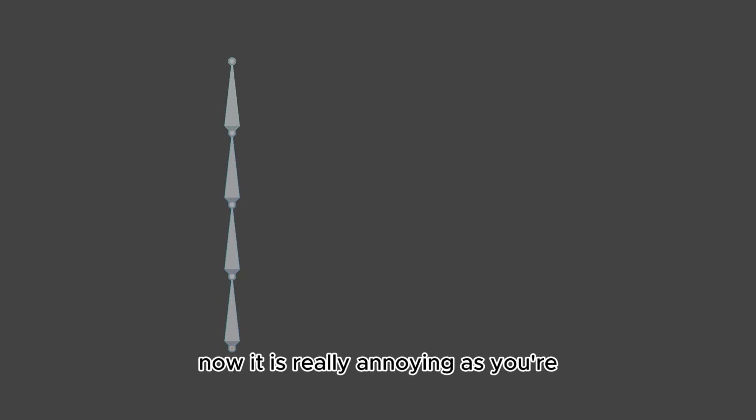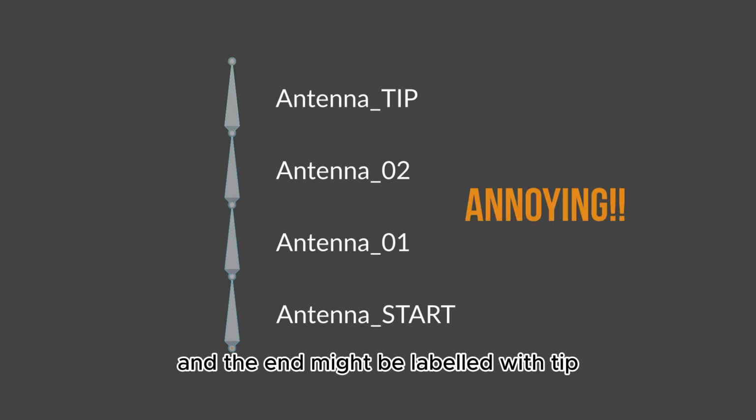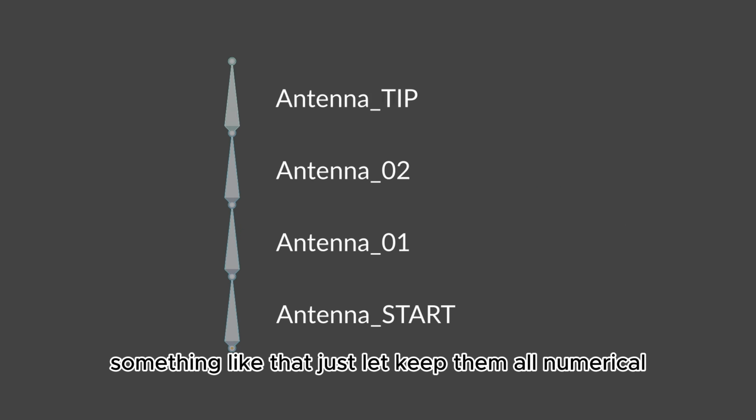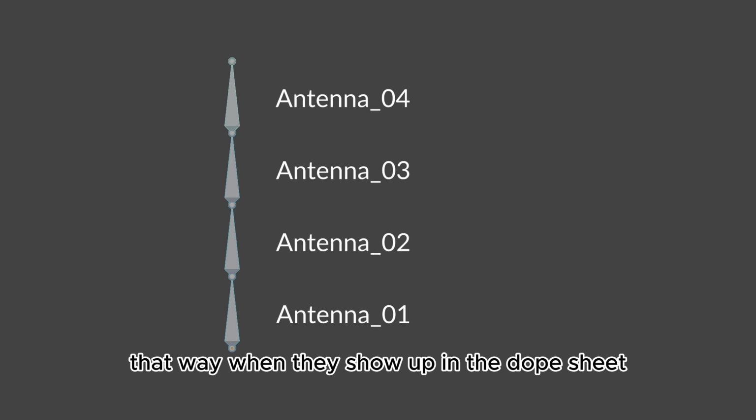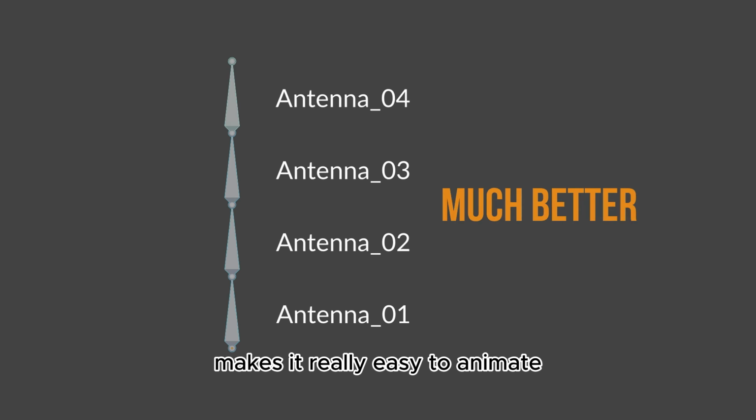Now, it is really annoying when you're an animator if a bone chain is labeled incorrectly. So the start of the chain might be labeled with start and the end might be labeled with tip. Something like that. Just keep them all numerical. That way, when they show up in the dope sheet or the graph editor, they are alphabetical and they're not out of order. It makes it really easy to animate.